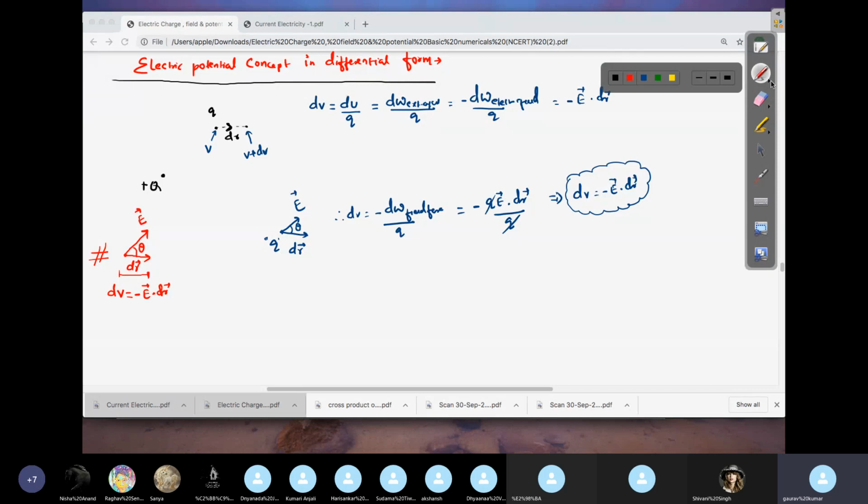Now the first thing that you can see from here is if theta is 90 degrees, E dot dr will be 0. Means dv will be 0. That is, V is constant. So what is the conclusion from here? If we move in a direction perpendicular to the electric field, your potential will never change. V will be constant.